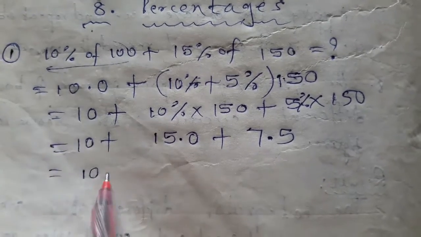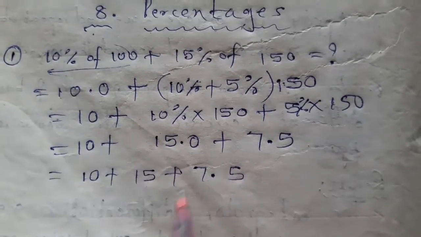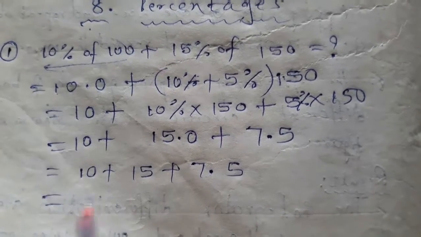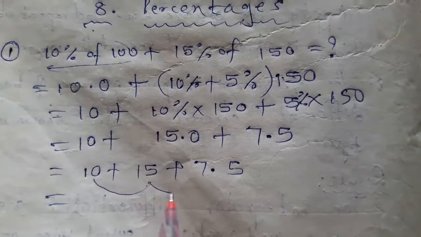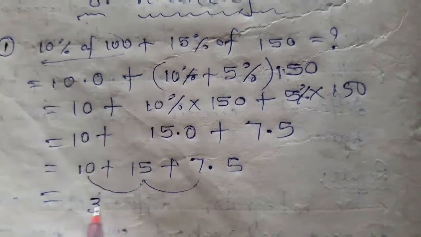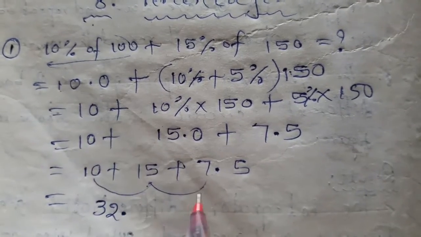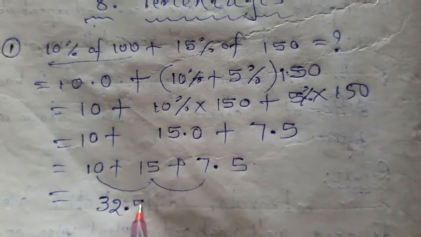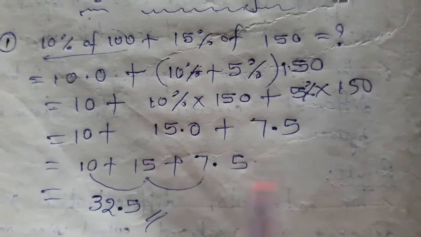Now this becomes 10 plus 15 plus 7.5. So 10 plus 15 means 25, 25 plus 7 means 32. Put a decimal. After the decimal, what is there? 5. So this is the answer. It is the shortcut method.